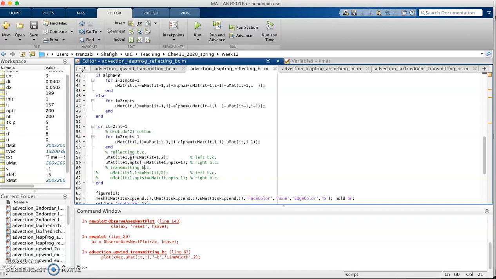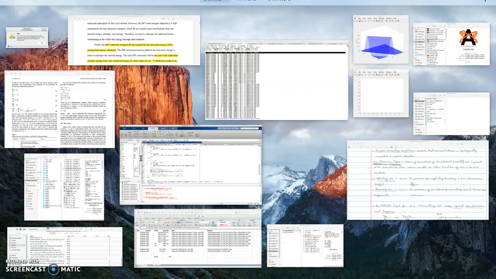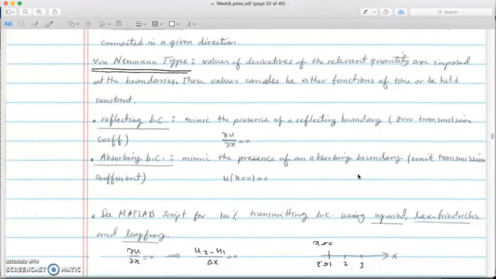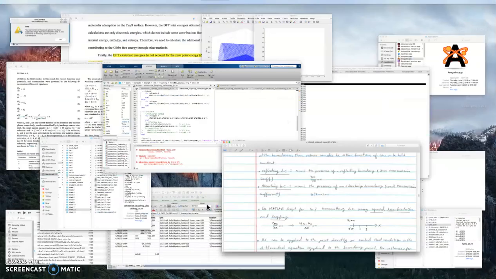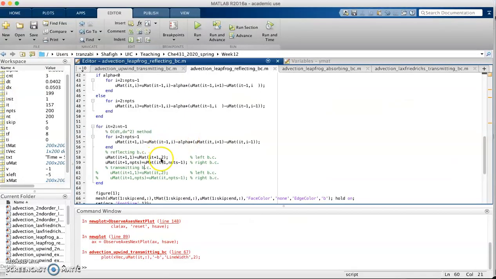So think of this as a simple derivative, which means u2 minus u1 divided by del x equal to 0. If you look at the notes, let's say I want to have du dx equals 0 at point 1 right here. You can write simple forward Euler for the derivative and say u2 minus u1 divided by del x equal to 0. And that means u2 is equal to u1 because the numerator has to be 0. And that's exactly what I'm doing here. So u2 is equal to u1 at any point tn plus 1.